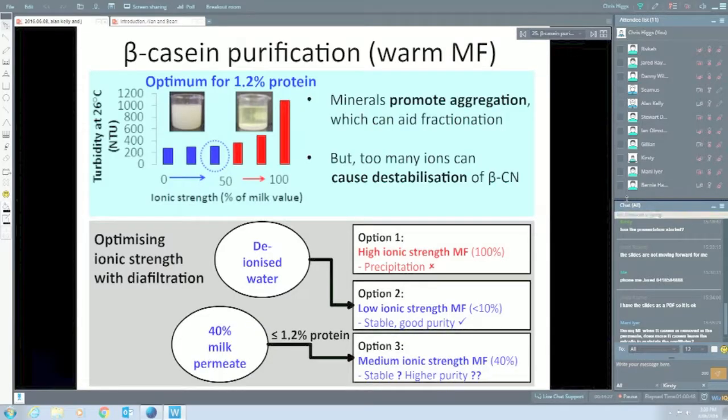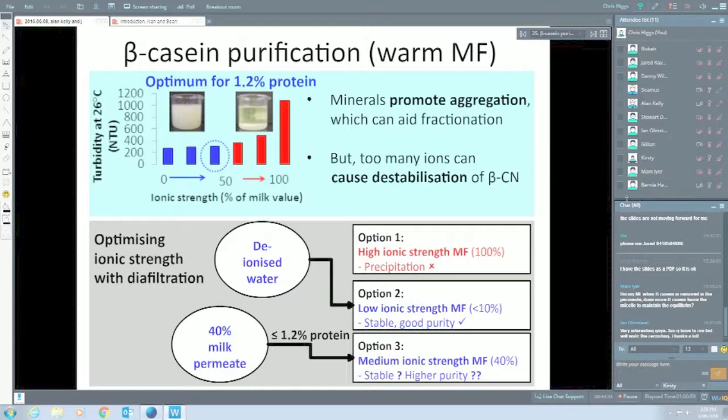So it reduced the losses of beta casein to the permeate fraction, so reduced the amount of beta casein in the serum protein stream, and it thereby increased the recovery and the yield of beta casein in the beta casein concentrate. So ionic strength is critically important in this particular process.